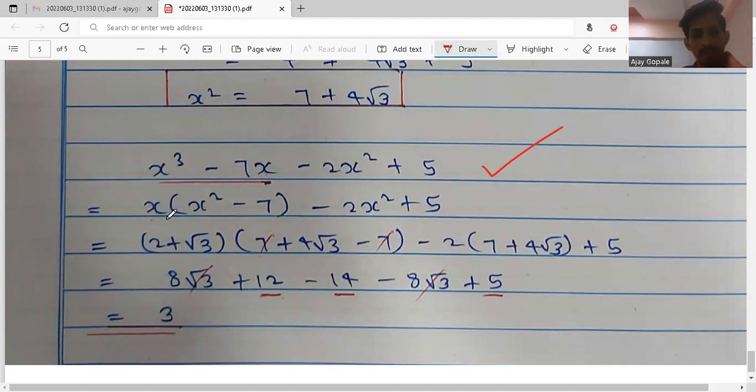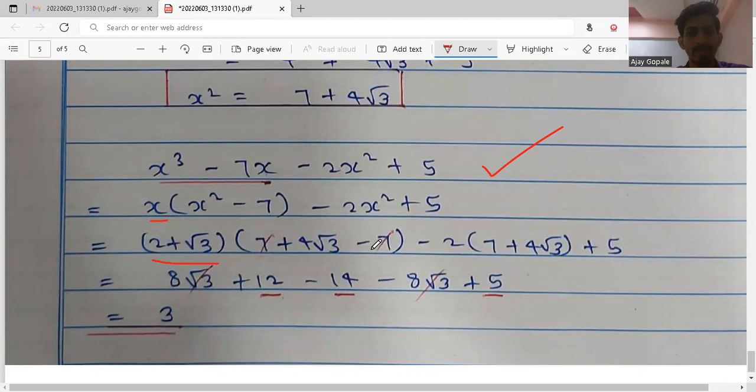In place of x we have written the value of x which we have got in the previous calculation, 2 plus √3, x square. The value of x square here we have found, it is 7 plus 4 √3 minus 7 as it is, minus 2 into bracket x square. The value of x square we have found, that is 7 plus 4 √3. So let's substitute that. Let's keep this in bracket, plus 5 as it is.